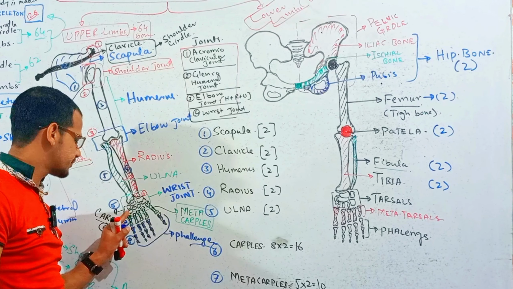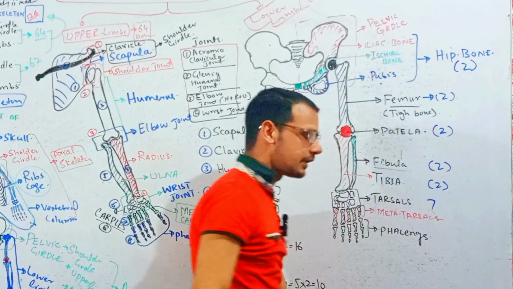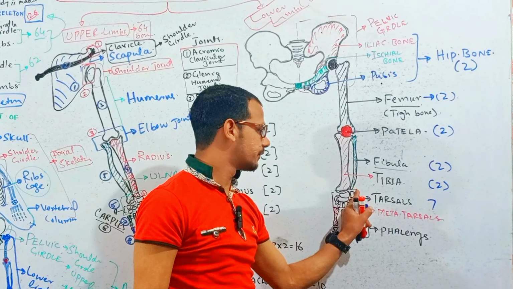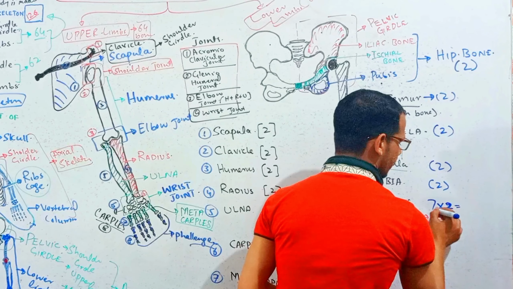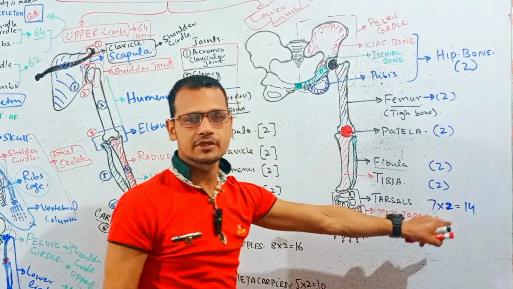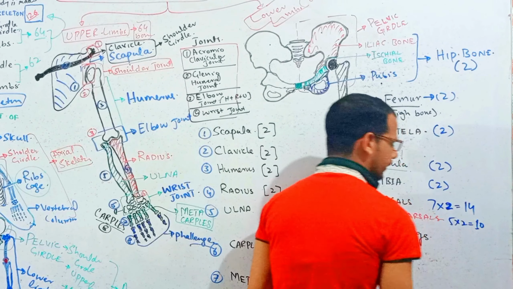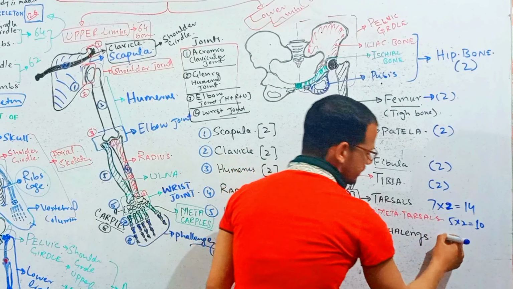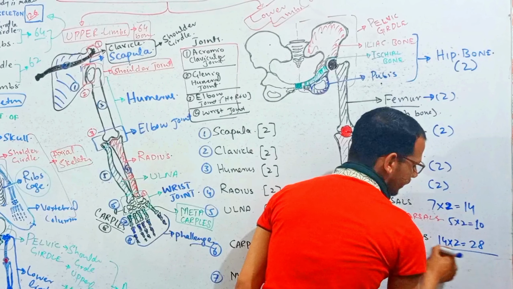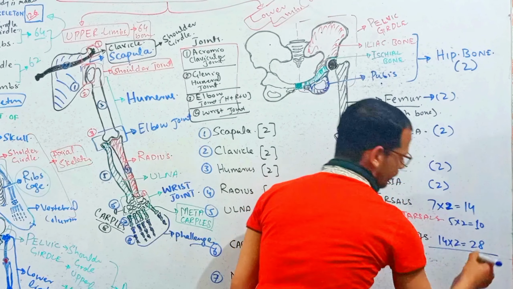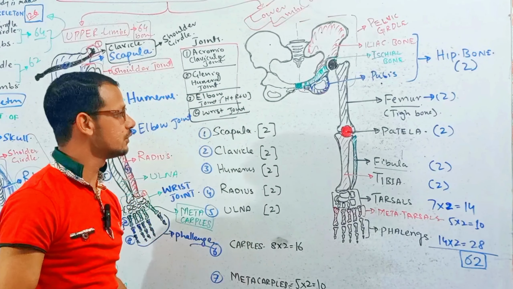Carpals make the wrist joint, and carpals are 8 in number, but tarsals are 7 in number, right? So one foot has 7 tarsals and we have 2 feet, right and left, so we multiply 7 into 2 and get 14. The metatarsals are 5 per foot, so we have 10 metatarsals, and phalanges, each foot has 14 phalanges, and if we multiply this by 2 we get 28. When we add all these bones we get 62 bones. So the lower limbs have 62 bones, right?